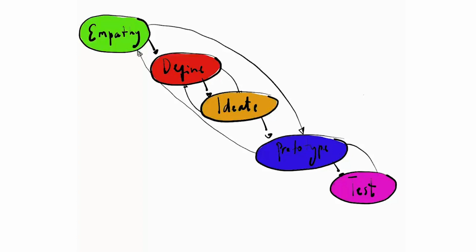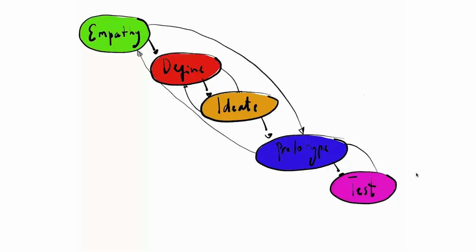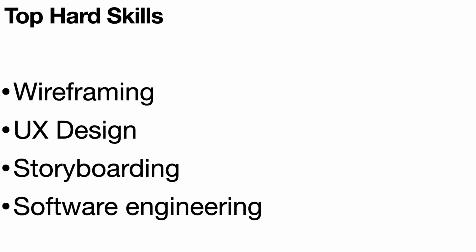It's not singularly linear. You might get stuck going back and forth within these two stages. You might have to go all the way back to empathy. You might have to redefine what the problem is. But these 5 stages are fundamental to the design thinking process. So thanks to Tom, you now understand what the design thinking process is.